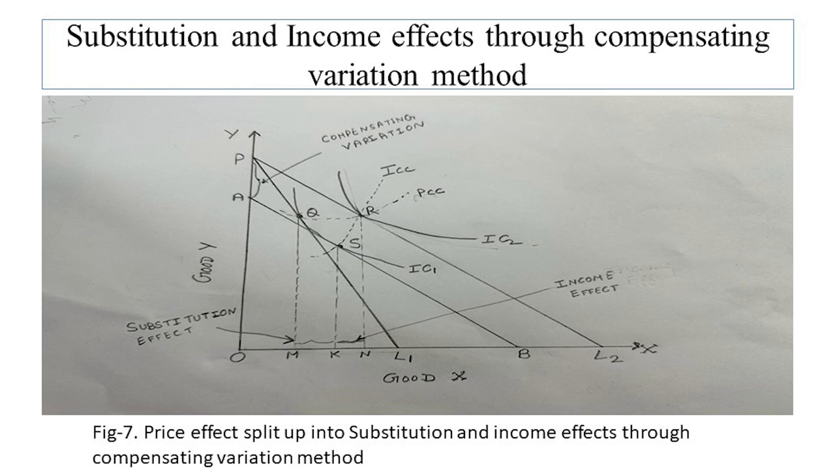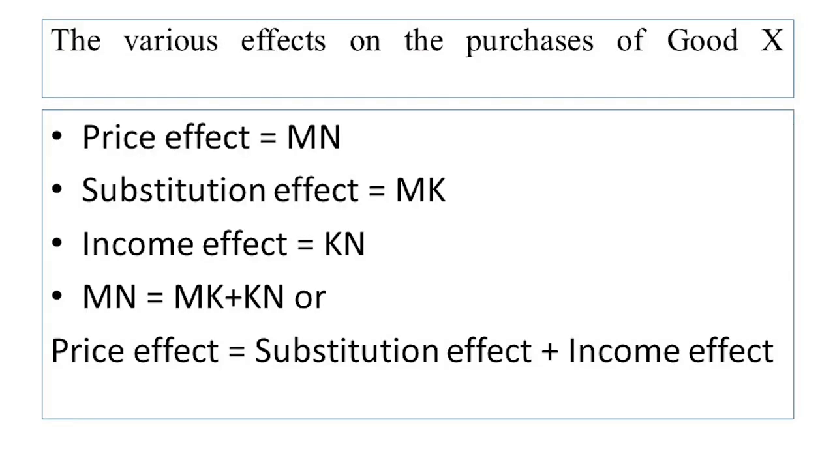It is thus clear that price effect is the combined result of a substitution effect and an income effect. In figure 7, the various effects on the purchase of good X are: price effect is equal to MN, substitution effect is equal to MK, income effect is equal to KN. Thus, MN is equal to MK plus KN, or price effect is equal to substitution effect plus income effect. From the above analysis, it is thus clear that price effect is the sum of income and substitution effect.